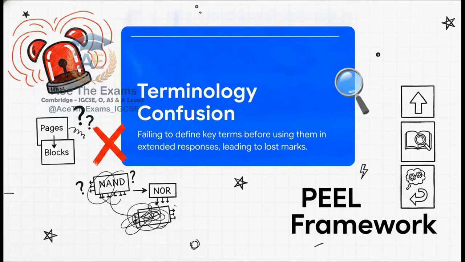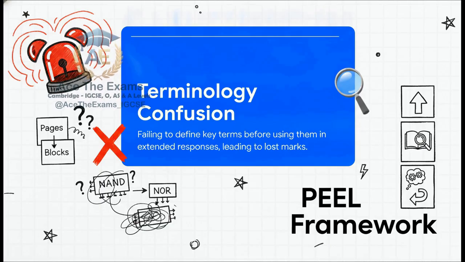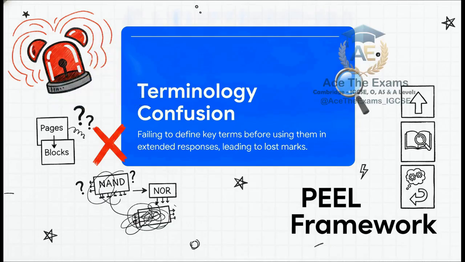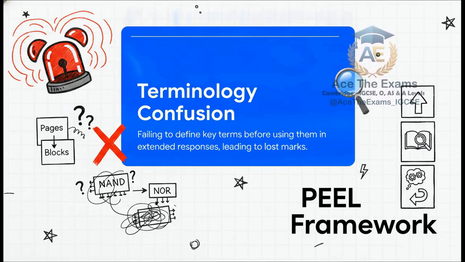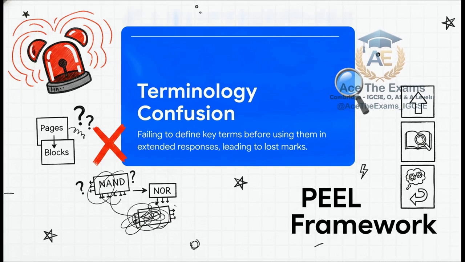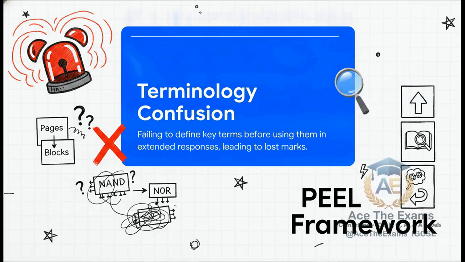You might mix up pages and blocks or confuse NAND with NOR architecture. Or worse, you might use memory and storage interchangeably, which drives examiners absolutely crazy. Here is your non-negotiable rule moving forward. You must strictly define your terms before you use them in your extended responses. Do not ever assume the examiner knows what you mean, or that they will give you the benefit of the doubt. Prove it to them.